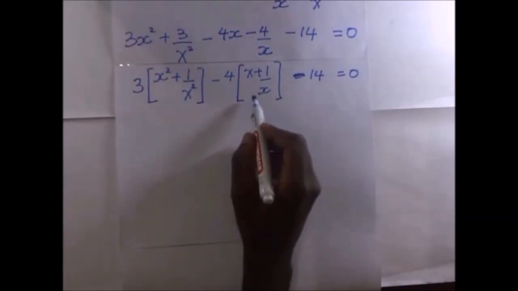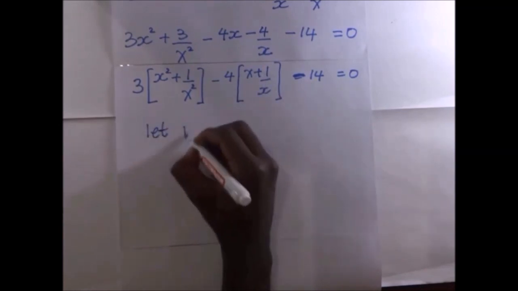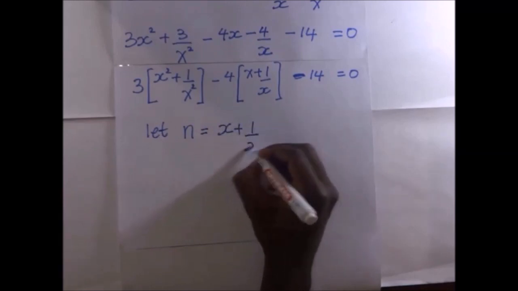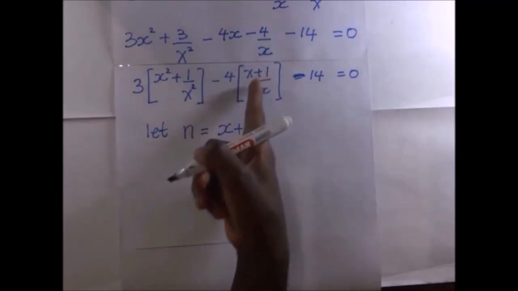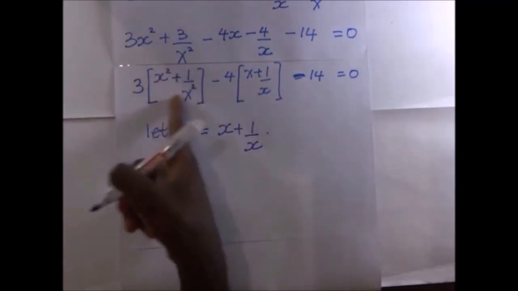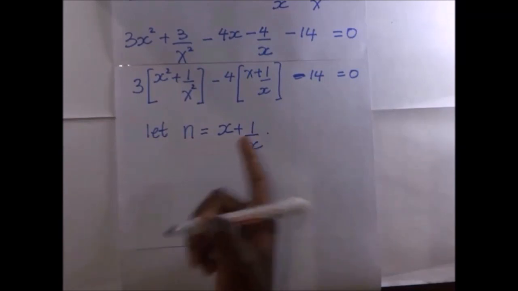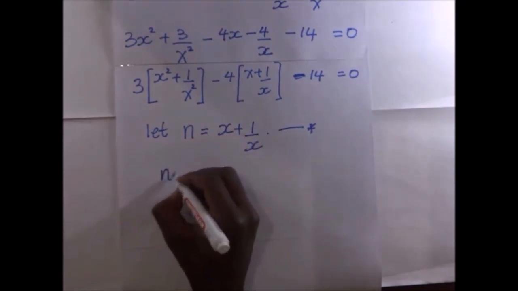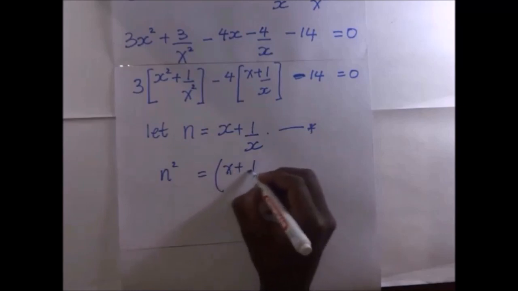So let us make this n. Let n be equal to x plus 1 over x. So the value, we've called this n. So now let's also make this become n as well. So we square both sides for this. We first skip this. So squaring here both sides becomes n squared is going to be equal to x plus 1 over x squared.